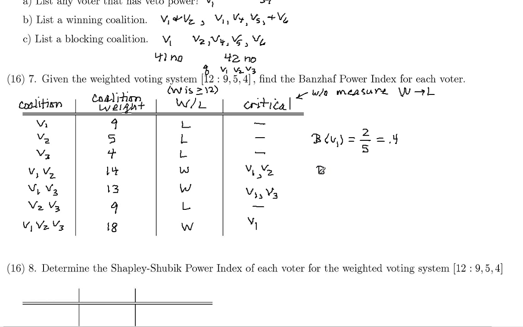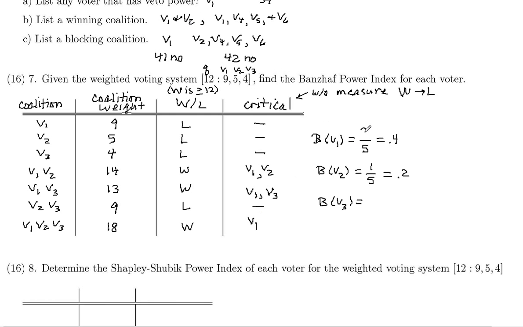And then the Banzhaf power index for voter 2 is going to be the number of times that voter 2 is critical. There's only one V2 there. And so that's 1 out of 5, the total number of times any voter is critical. That's 20%. So they've got 20% of the power. And then voter 3, their power is going to be the number of times voter 3 is critical. Oh, you know what? I'm sorry. I made a mistake here. This is 3/5. 1, 2, 3 times that V1 occurs. Sorry about that.